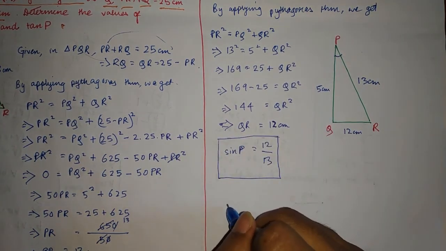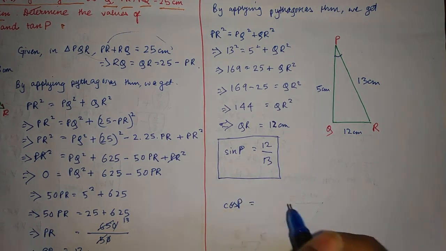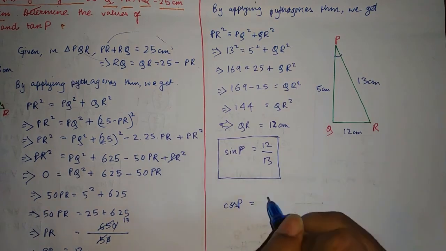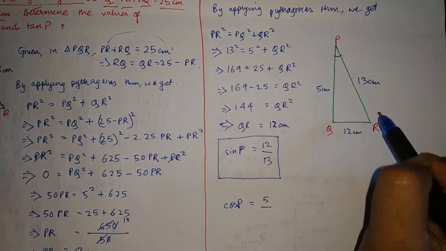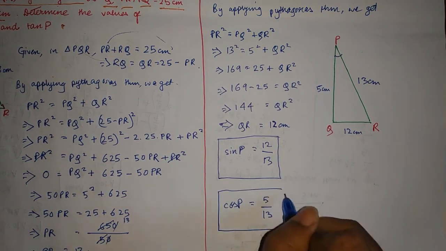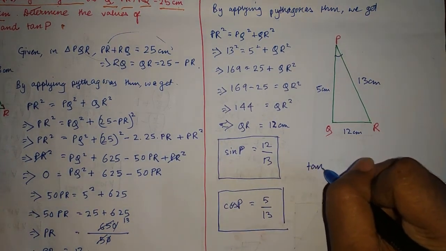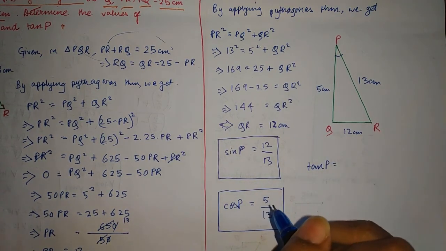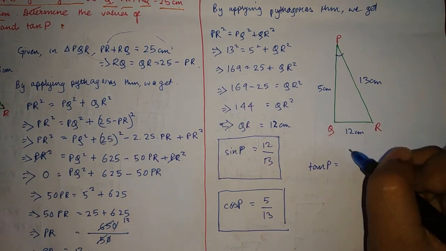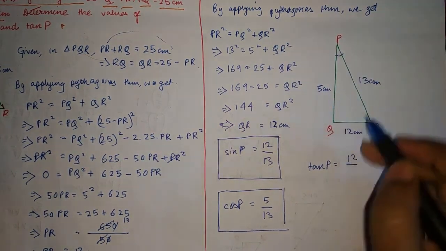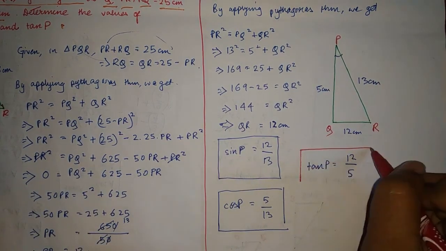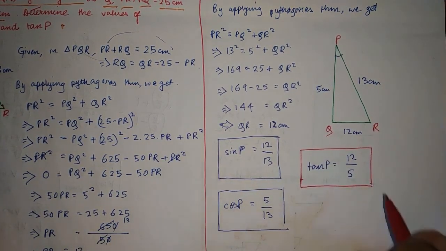Again, find the value of cos P. Cos theta is base by hypotenuse. So in this case, the base is 5 centimeter and the hypotenuse is 13 centimeter, 5 by 13. And tan P, what is the value of tan theta? It's perpendicular by base. So in this case, the perpendicular is 12 and the base is PQ, which is 5. So you found the values of sine P, cos P and tan P.